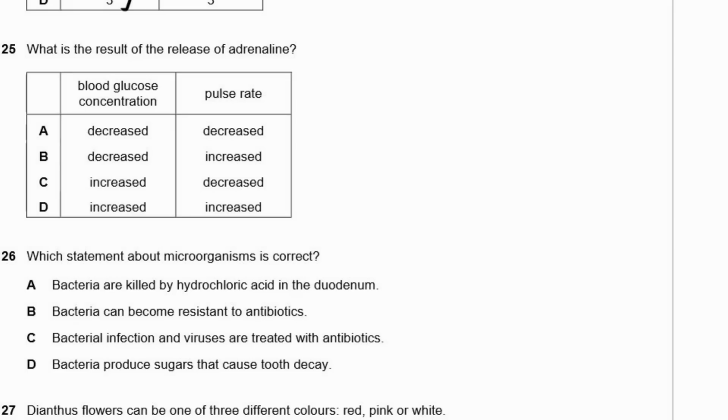Question 25. What is the result of the release of adrenaline? Okay, so there's lots of things that adrenaline does. They're looking at blood glucose concentration and pulse rate. So if you have adrenaline in your body, you want more blood glucose so you can use it in your muscles to get away from whatever is scaring you. So it's going to increase the amount of blood glucose. And is your pulse going to increase or decrease? Your pulse is going to increase. So the answer is D, because you want more blood getting to your muscles and your brain so you know what to do to get away from the situation.